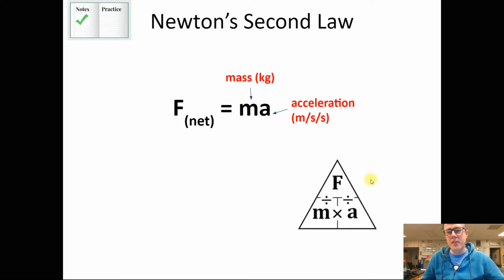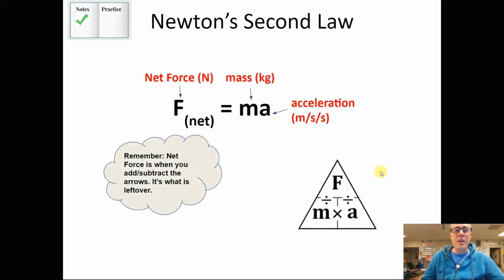But fortunately, physicists said, you know what, that's a little too crazy. That's over the line. So let's give force its own unit. And they actually named it after Newton. So net force is in newtons, named after the guy who pretty much defined all this stuff. Remember, net force is when you add and subtract the arrows, and it's what's left over. So if you have 5 newtons going this way and 10 newtons going that way, 5 of each of those cancel out, and you're left over with 5 going that way. So that's what's going to go into this equation.